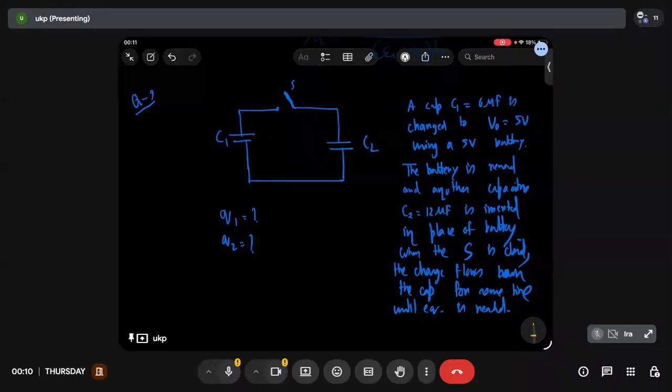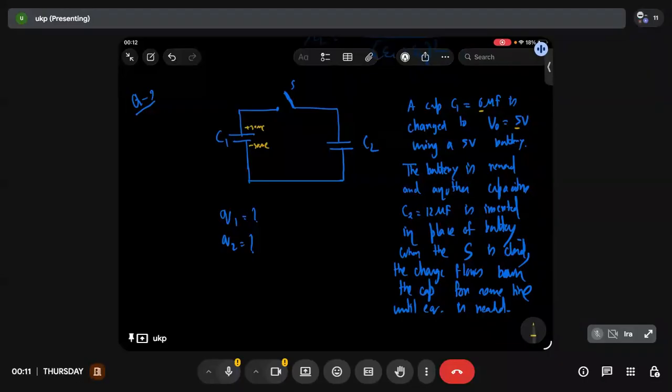Just think with me. C1 was the capacitance, 6 microfarad, charged to 5 volt. So what is the initial charge on the capacitor C1? 6 into 5, that is 30 microcoulomb. So initially this plate already has some charge, 30 microcoulomb, and the other will have -30 microcoulomb.